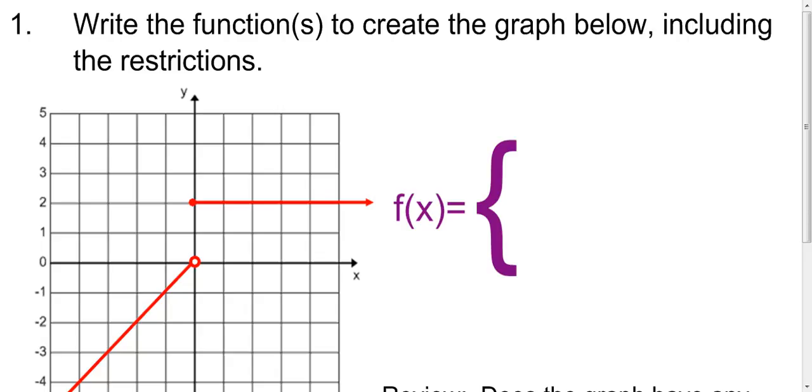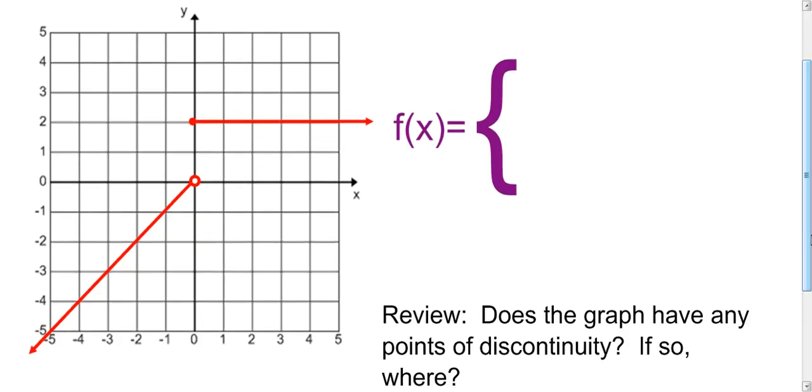So this first graph here is a piecewise function. You can see that it has two parts to it, and we are going to come up with an equation for each part and talk about what its domain and range will be. All right, so first of all, we are going to talk about this part right here. We're going to talk about this line right here.